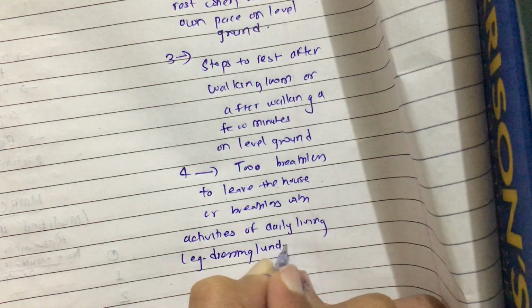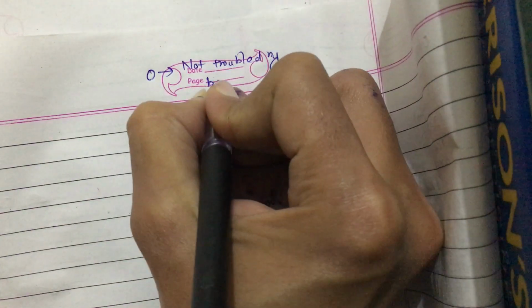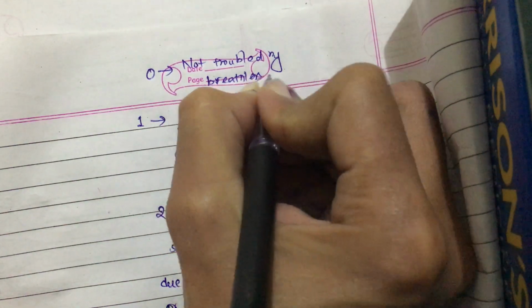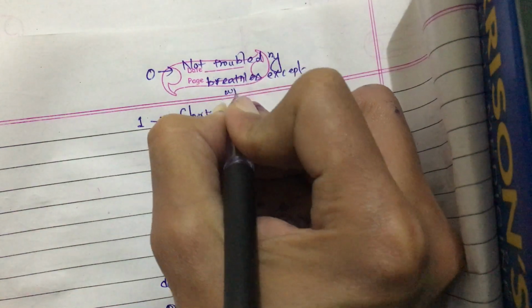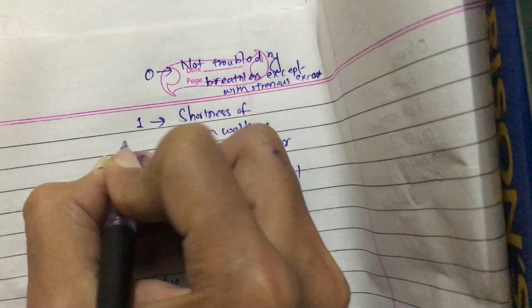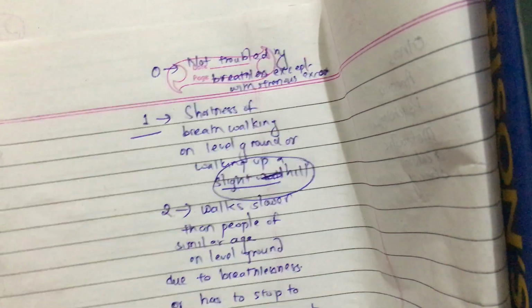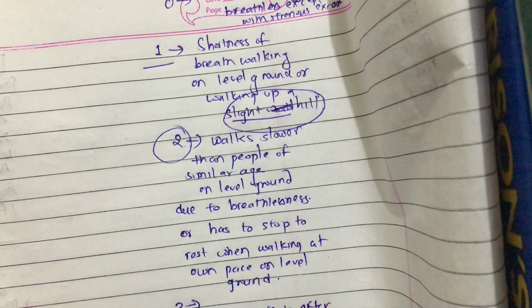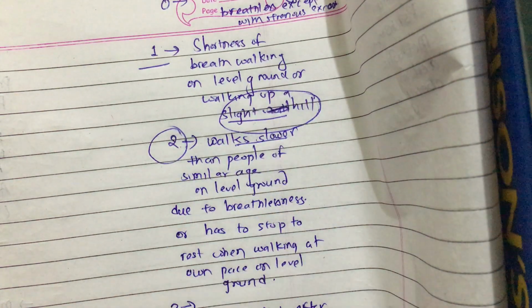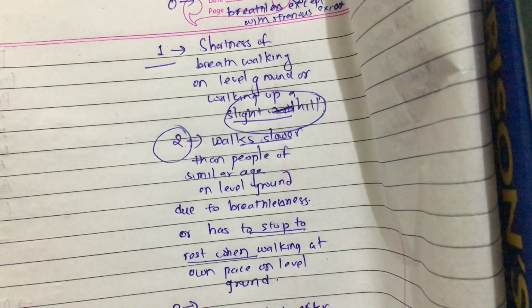So the MMRC grading starts from 0. 0 means not troubled by breathlessness, there is no breathlessness, and the person is only breathless during strenuous exercise. In MMRC grading 1, he has breathlessness while walking up a slight hill. In MMRC grading 2, the patient walks slower than people of similar age, or has to stop to rest when walking at own pace on level ground.